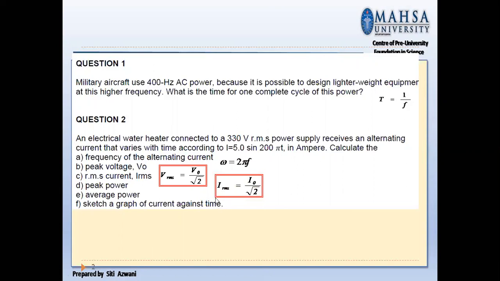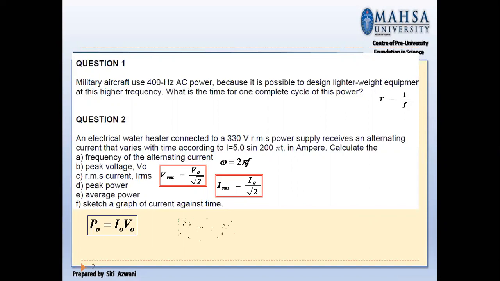Next, IRMS. The formula is IRMS equal to I naught divided by square root 2. I naught from your equation here is equal to 5 ampere. Substitute into the equation and solve for the IRMS. Next, peak power, formula P naught equal to I naught V naught. The values for I naught and V naught you can get from your previous answer.